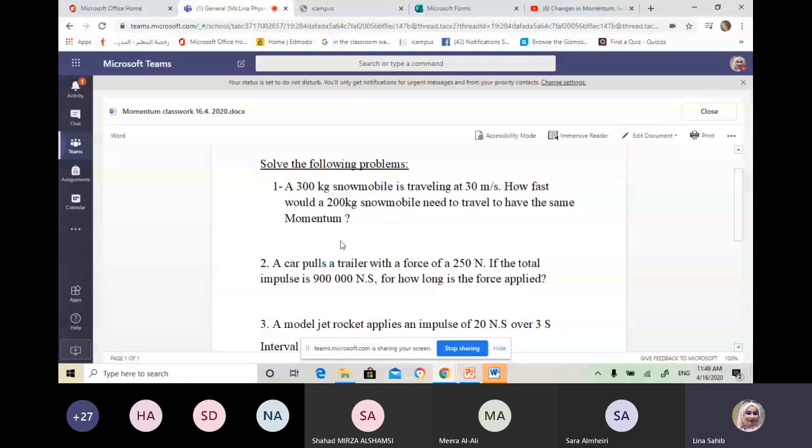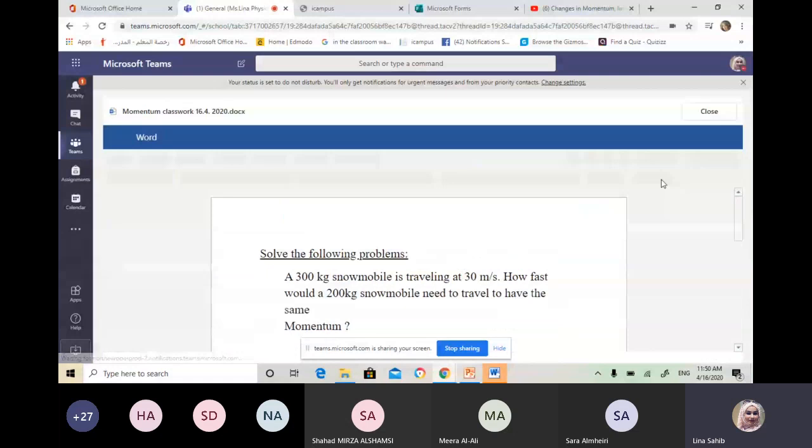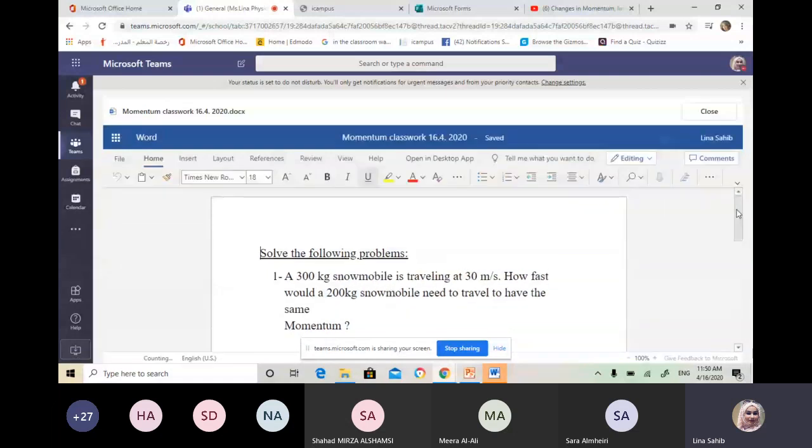A 300 kilogram snowball, traveling at 30 meters per second. So what do I have here? Can you see the document? Yes, we can. You have to open it from your side and make edit, and after edit, choose any browser. Now as you see, you can save. It saves automatically when you start writing.